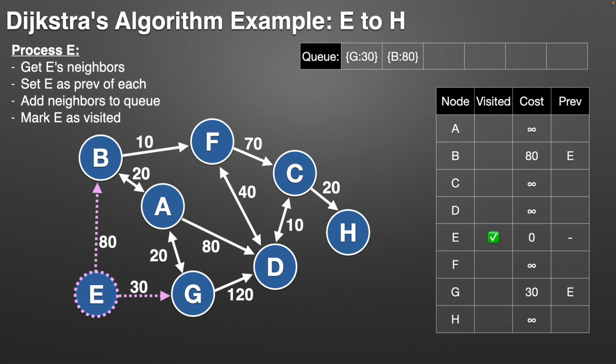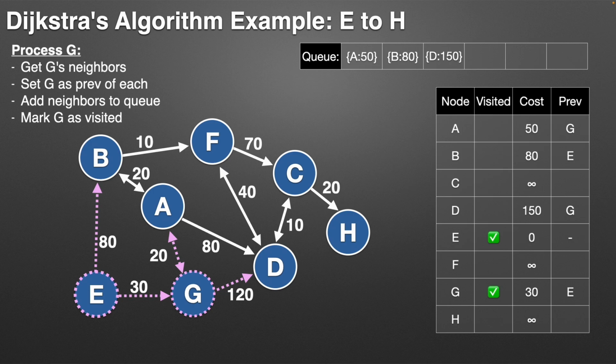So in this case, we will update the cost of G and B to 80 and 30 and set the parent to E, and then we will add those to our priority queue. And you can see, obviously the priority queue is a min heap, so 30 gets to go first because it is the lower of the two. So then we can process G at this point.